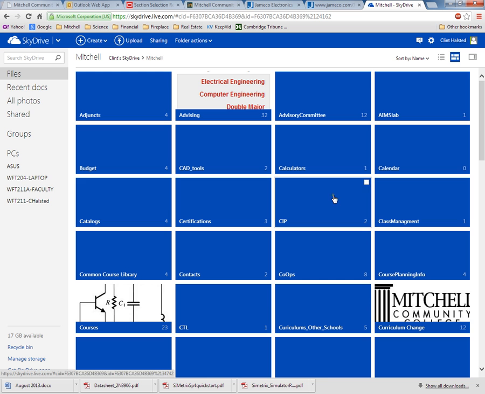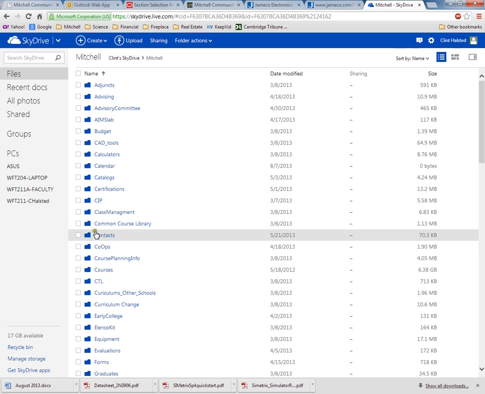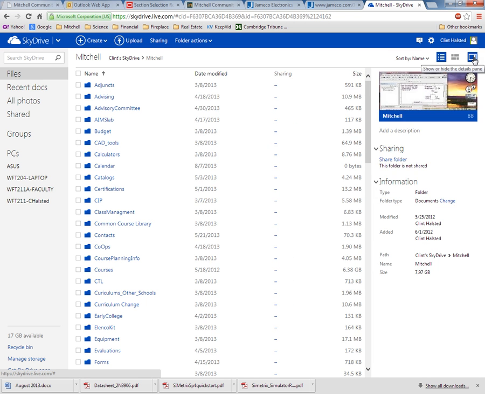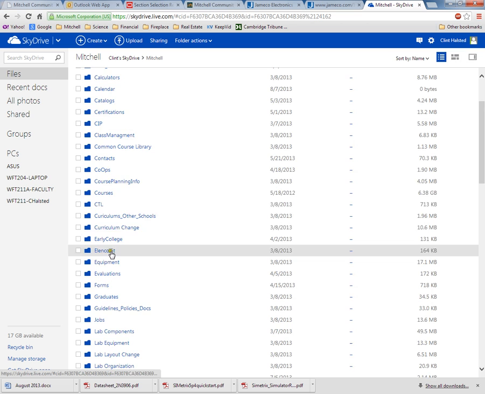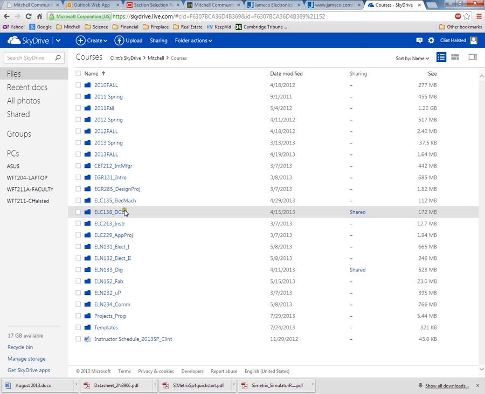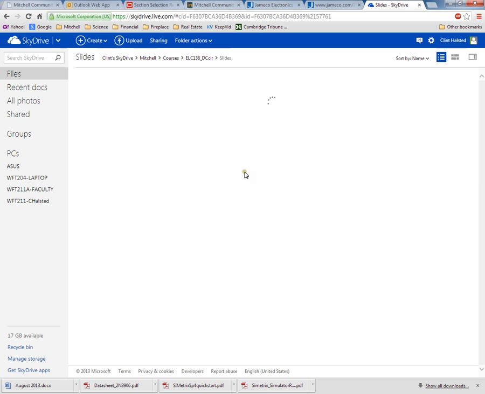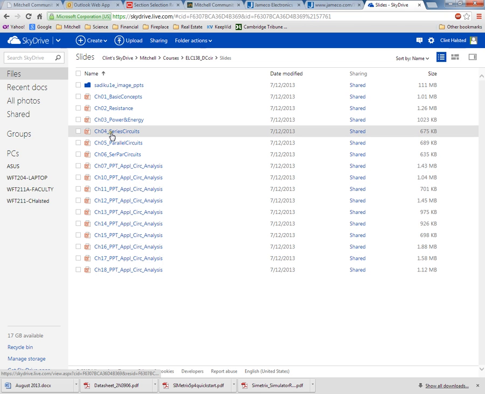If you don't like this view of it, then you can change the view to more of a regular Windows Explorer type view, where you have folders, and you can sort by name. You can show or hide the pane. So now I can go to my courses. I can go to DC circuit analysis. I can go to my slides, and then I can go to my PowerPoint slides.